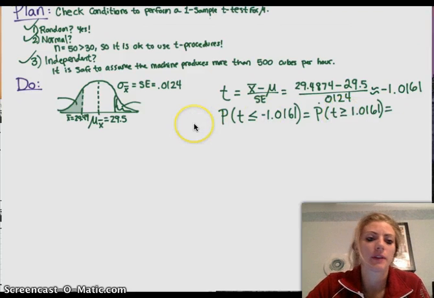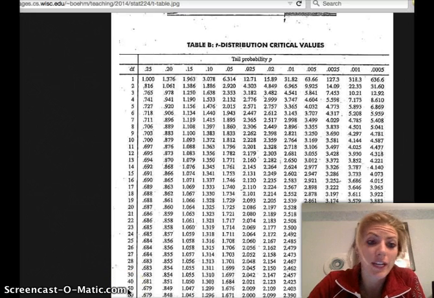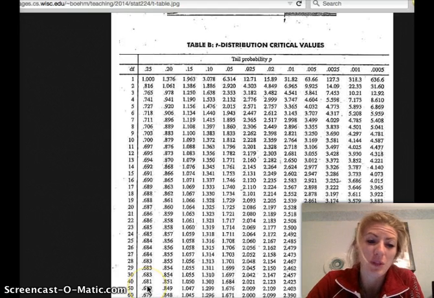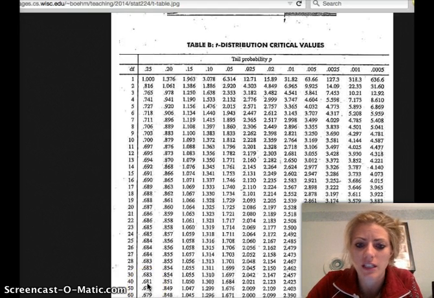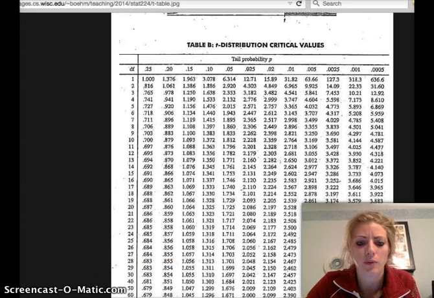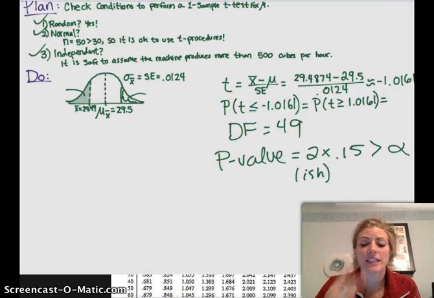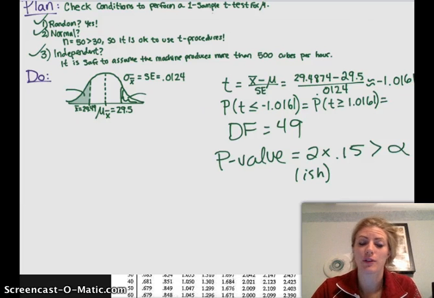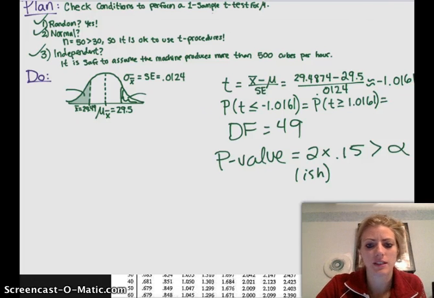So then we have to pull out our t table, and degrees of freedom is 49. If you choose the table, you have to round down. You can't round up to 50 because then you'd be cheating and saying your sample size is larger than it is. So we would say that our probability here is somewhere between 0.15 and 0.20. This is a two-sided test. You have to multiply by 2. And since that is greater than alpha, which is 0.05, we fail to reject the null hypothesis. So there's your conclusion.